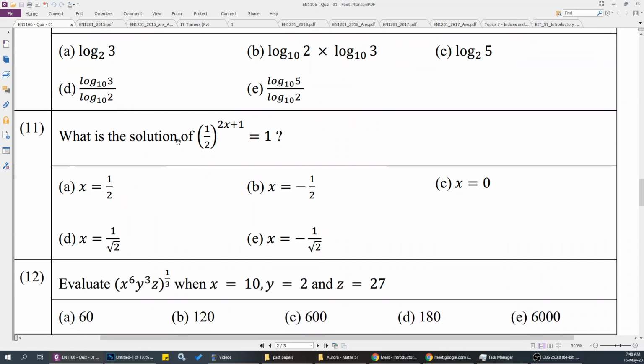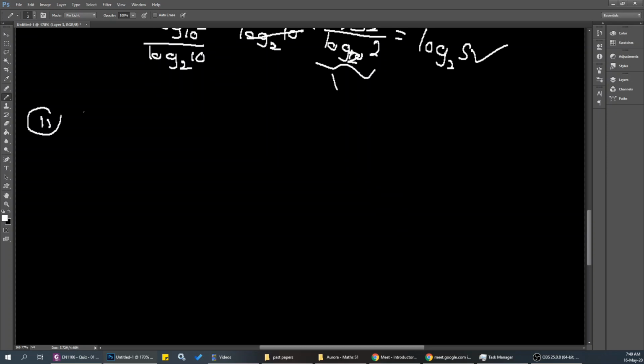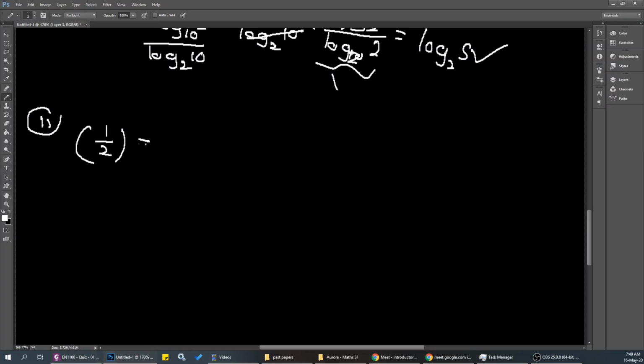Then 11. What is the solution of half raised to the power 2x plus 1 equals 1? We have to find the solution, and we have a variable x. So when we are asked to find a solution, it just asks us to find the value of x. In that case, we have 2x plus 1 here and equals 1. If you come across a question like this where you have the variable in the index, what you have to try to do is make the bases equal on either side of the equation symbol.